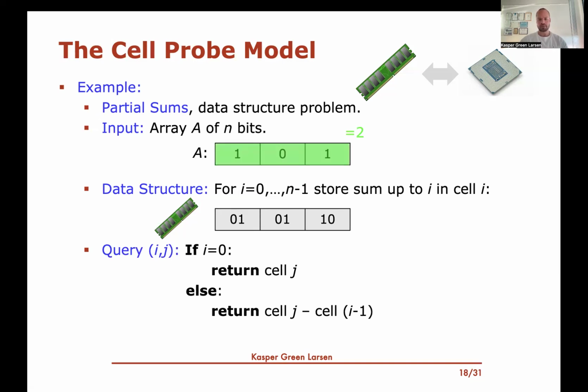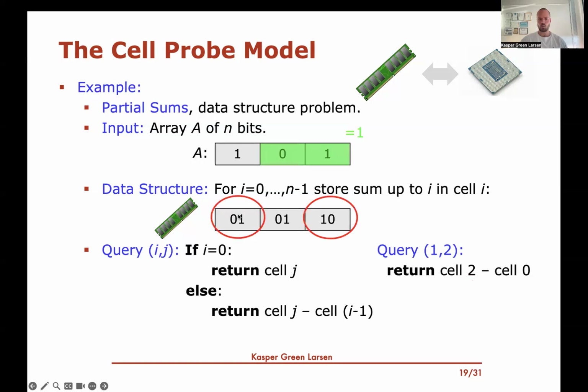So if I want to compute the sum of the whole array, the way I would answer my query from 0 to 2 would be to just return whatever is in cell number 2. So that's just return this value of 2, and indeed it's the correct answer. If I wanted to compute the sum of these 2 entries, this would be the query from 1 to 2. My query algorithm tells me to take whatever is in cell number 2, that's 1, 0, and subtract what's in cell number 0. Binary numbers, 2 minus 1 gives a 1, and this is the correct answer.